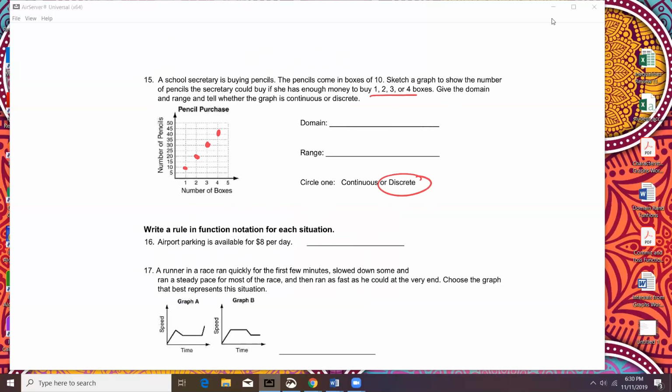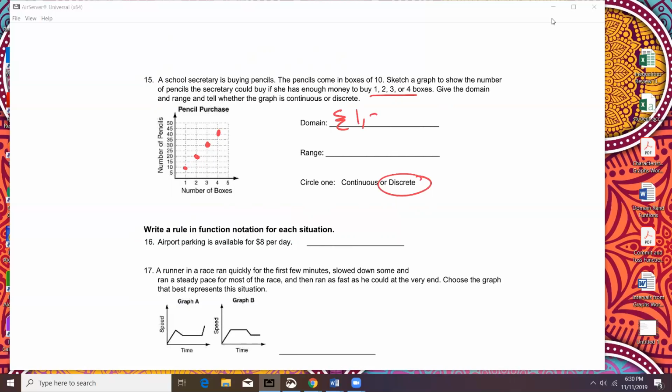Discrete is dots. If I connected these, then I'd be saying that she could buy 2.5 boxes of pencils. Well, she can't do that. She can only buy whole boxes. So that's the difference between discrete and continuous.